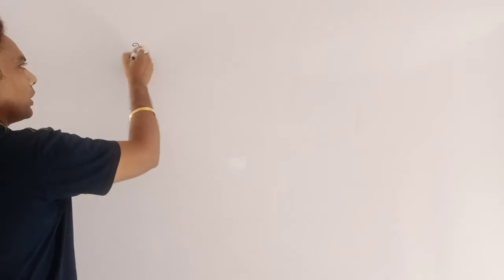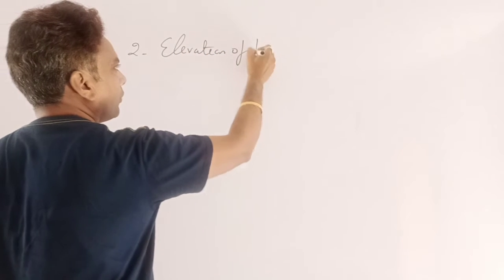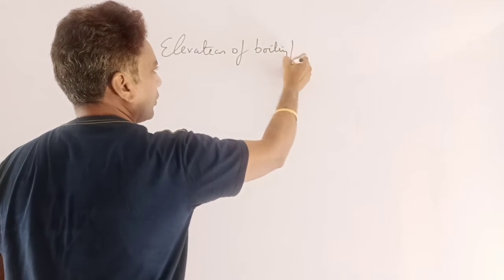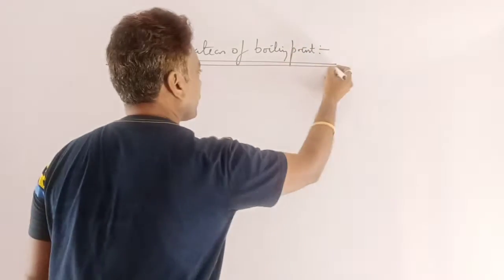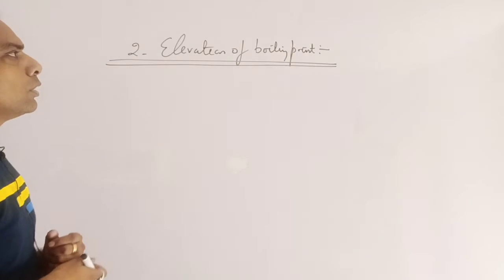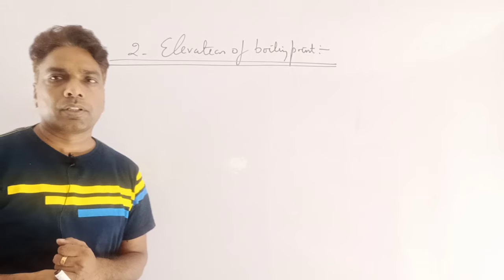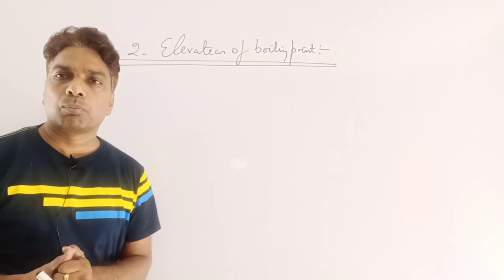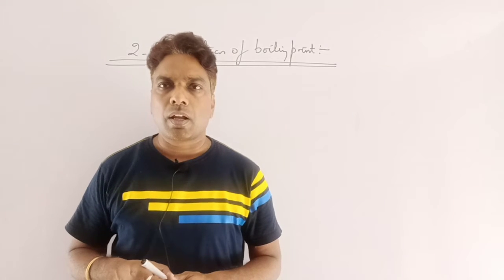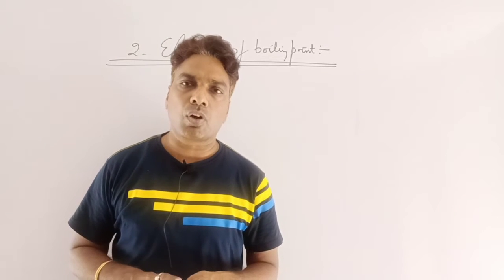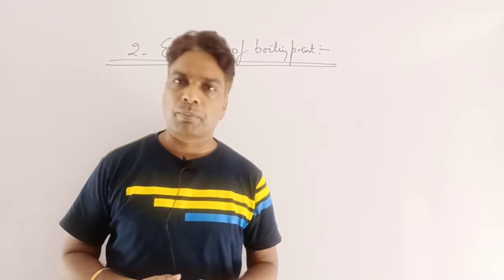The second colligative property is elevation of boiling point. To define the elevation of boiling point, firstly we define what the boiling point is. Actually, the boiling point is the temperature at which the vapor pressure of a pure solvent or any liquid is equal to atmospheric pressure.